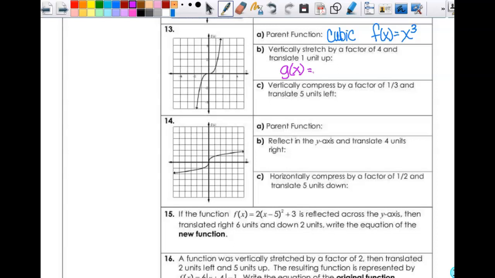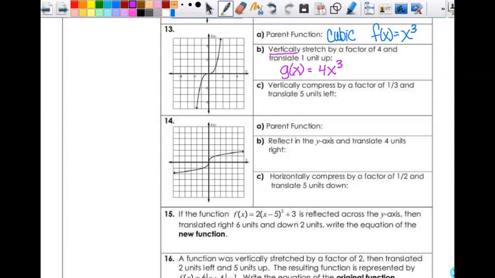Will the thing I'm multiplying be inside or outside of the cubic? Outside, because it's vertical, that means it affects y, so it's not before I cube it, it's after I cube it. And y doesn't lie, so if I vertically stretch by a factor of 4, it'll be 4 times x cubed, like that. So when I say after, that doesn't mean left to right after. That means after I cube it, then I would multiply by 4.